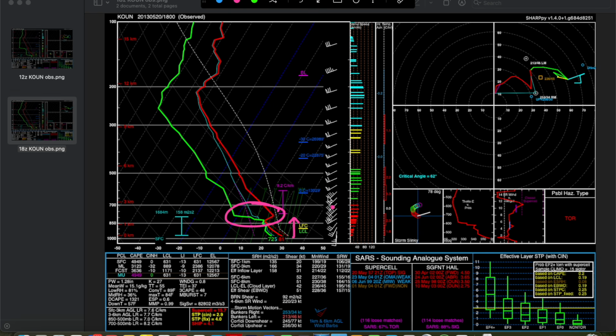It would only take a couple more hours of continued large-scale ascent and surface heating and moistening to fully break the cap and allow storms to fire. This is your classic loaded gun type sounding.